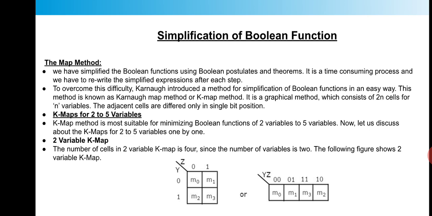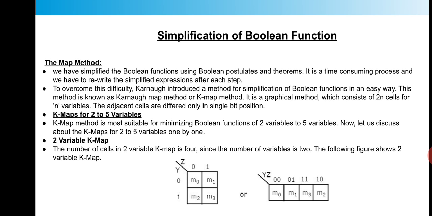So if you have n variables, then the number of cells will be 2^n. So you have to double it. The adjacent cells differ only in a single bit position. So ultimately, that bit position or number of bits is what you are going to pass for that particular position. This is one of the important things you have to remember: when you have 2^n cells, n variables are possible, and adjacent cells differ only in a single bit position.